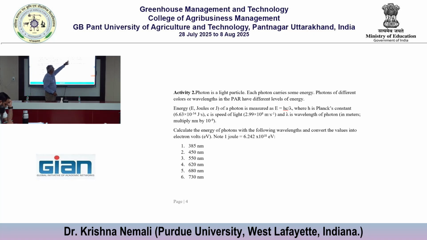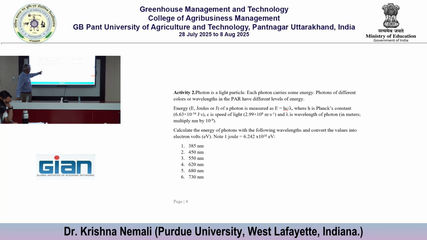Then when you convert it, the lambda becomes meters. So joule meter by meter gives you joules. So the energy is measured in joules. So units kind of cancel out. You should get the values in joules and then you take that value and multiply with this to get in electron volts. Simple math.